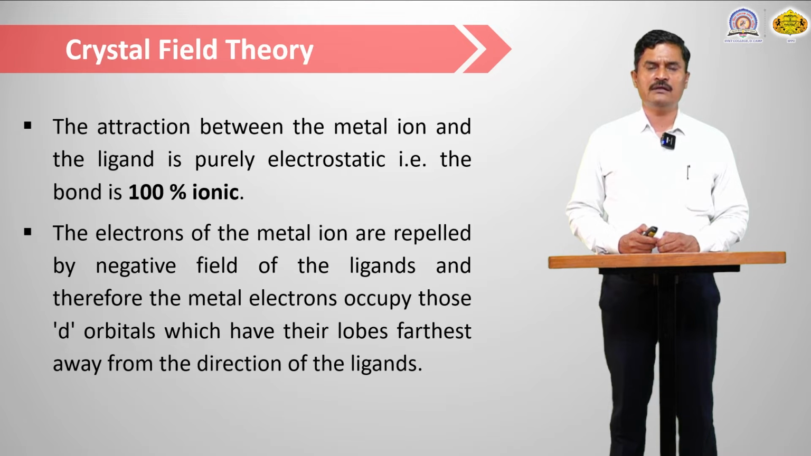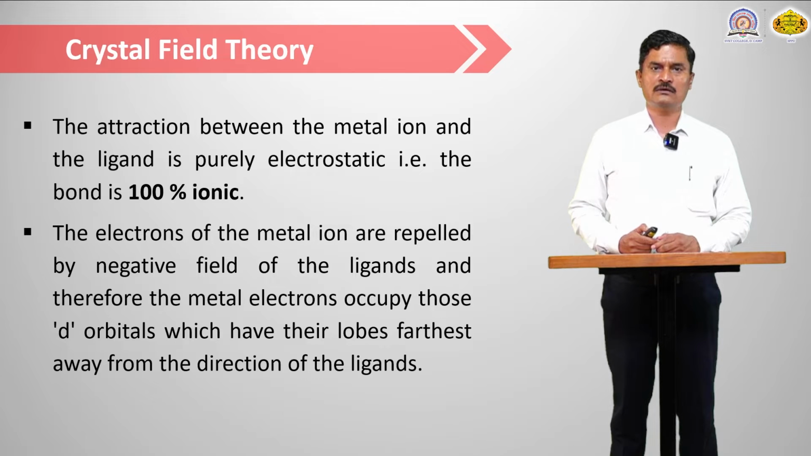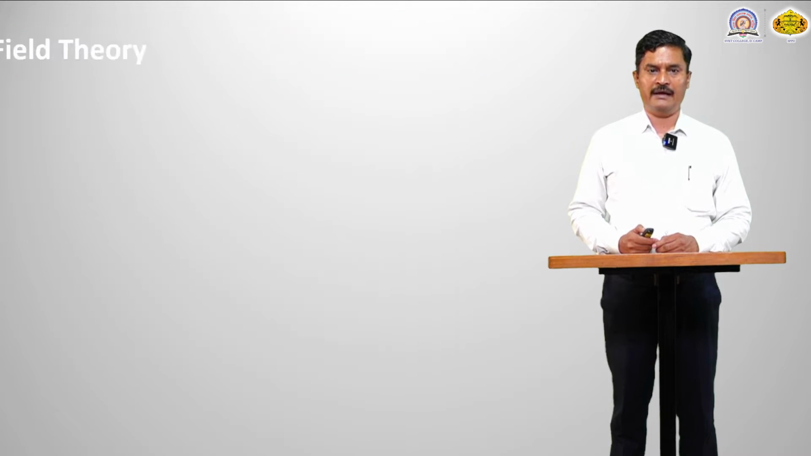So, the electrons present in the metal ion, in the d orbitals, are repelled by the electrons from the ligands, and therefore the metal electrons occupy those d orbitals along the axis where the electrons are present. Because of the electronegative forces of the ligands, the electrons occupy the orbitals farthest away from the direction of the ligands, away from the central metal ion.